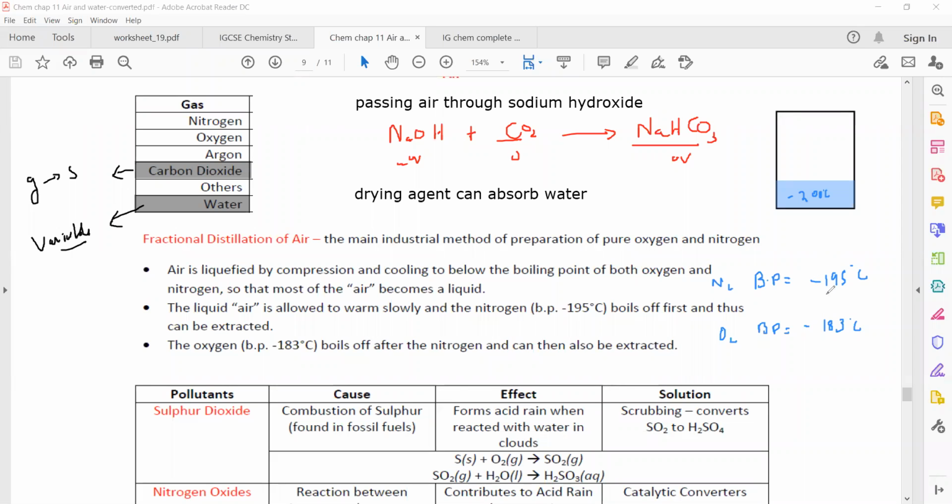Nitrogen will, because when it becomes warm, its temperature goes from minus 200 to minus 199, then minus 198, minus 197, minus 196, and so on. So when it reaches minus 195, what happens from the sample? Nitrogen will escape. So first nitrogen will escape, and once it reaches minus 183, then the oxygen will also escape. So this technique is used to extract nitrogen and oxygen from the air, and the technique is known as fractional distillation. Is it clear?